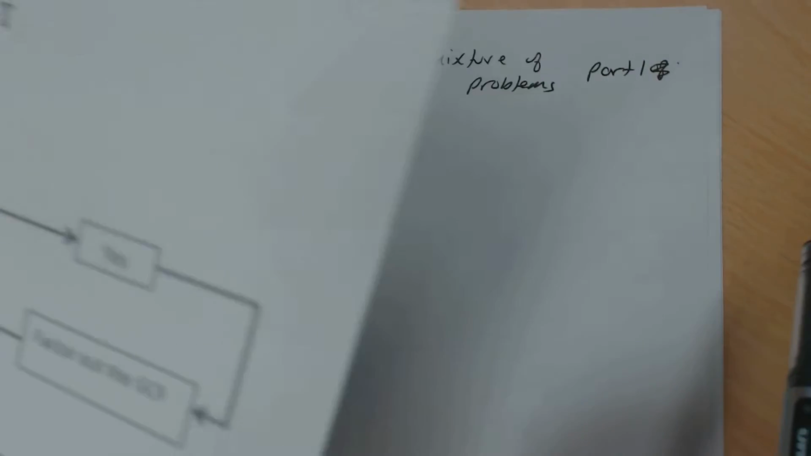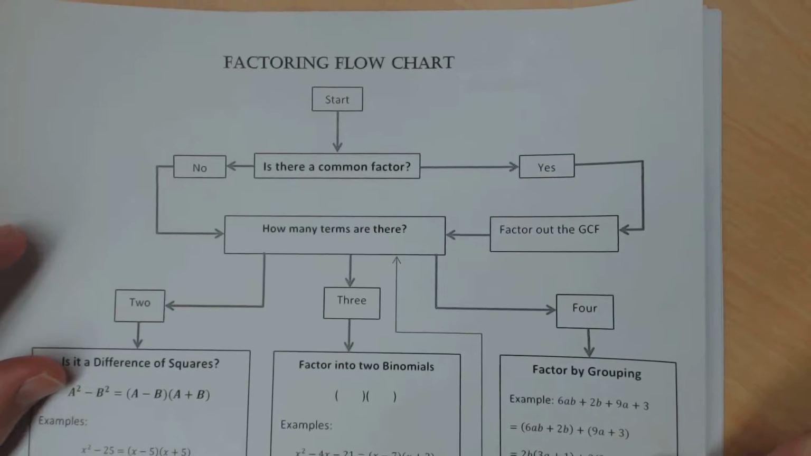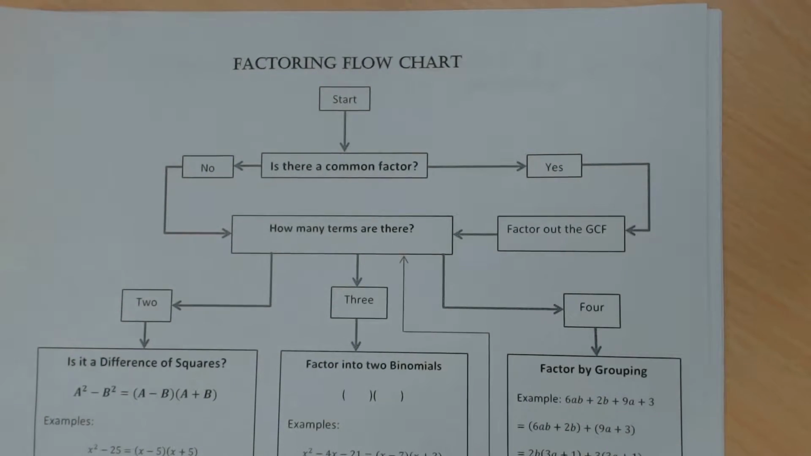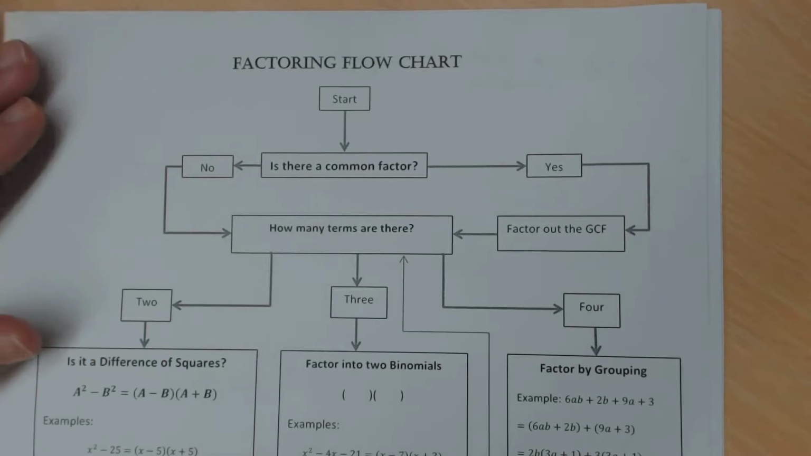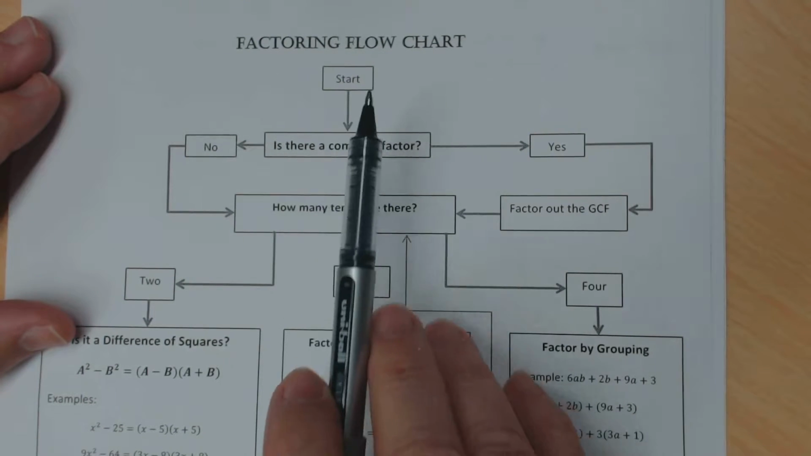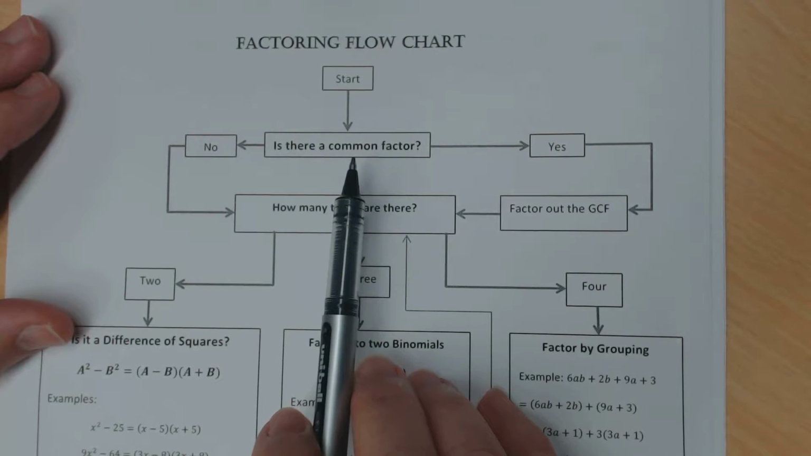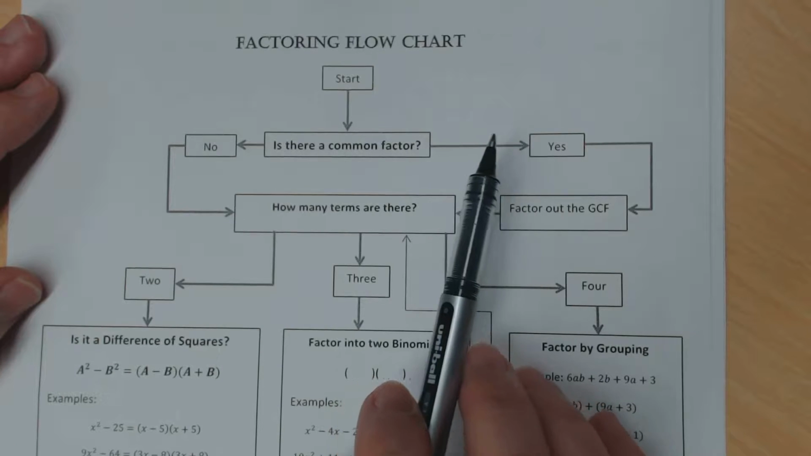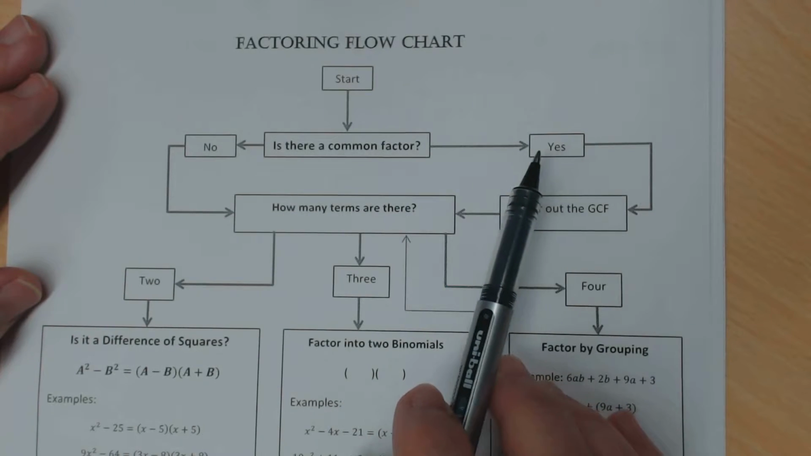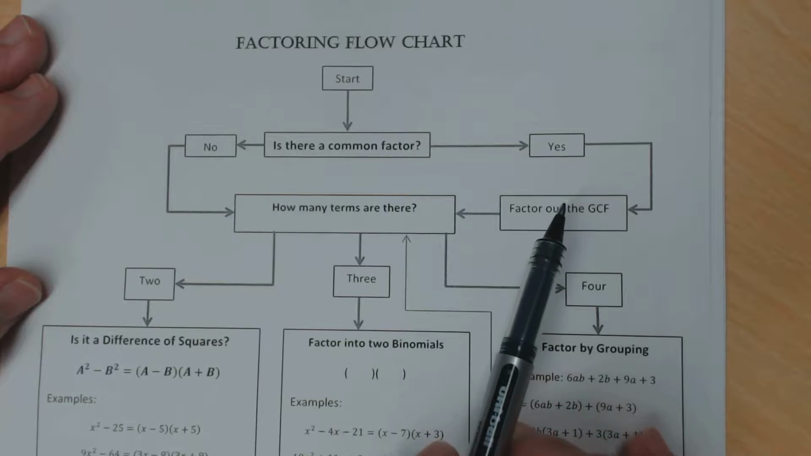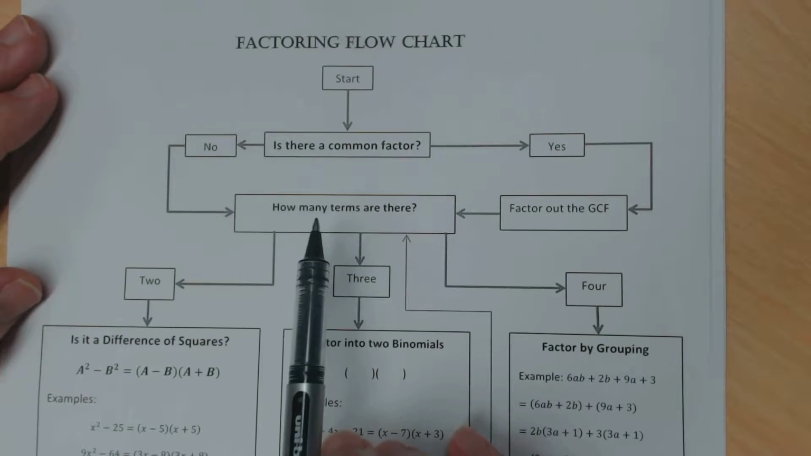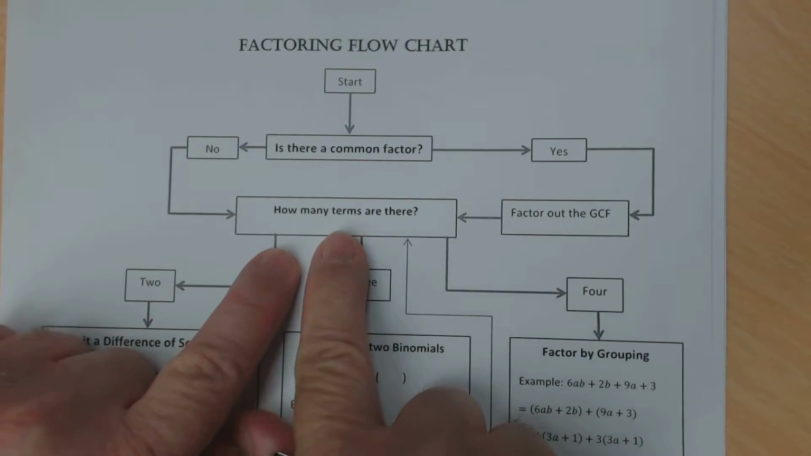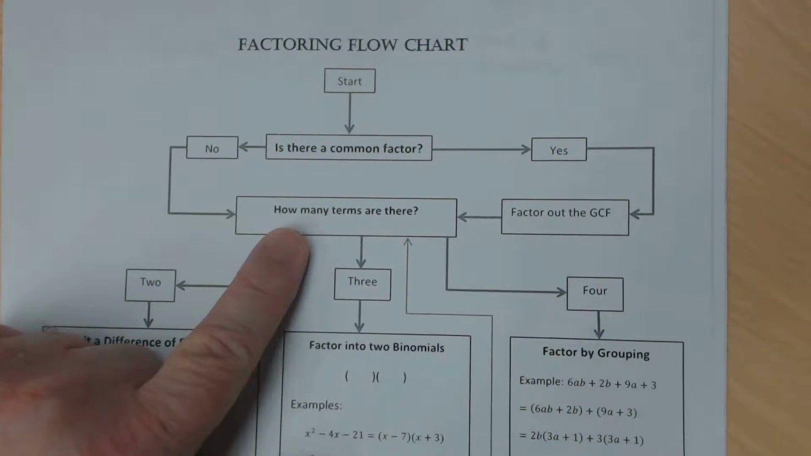All right, so as we go through the factoring, it helps if you look at this factoring flowchart. So you can download it from Canvas. But first of all, you're always going to start with this question: is there a common factor? So remember, what we've done, if you go back through all the problems, is we look for a common factor, the GCF, and we factor it out. So if it's yes, you factor out the GCF. If it's no, then you ask yourself how many terms. Once you factor your GCF, you ask how many terms. So it kind of goes together at some point.